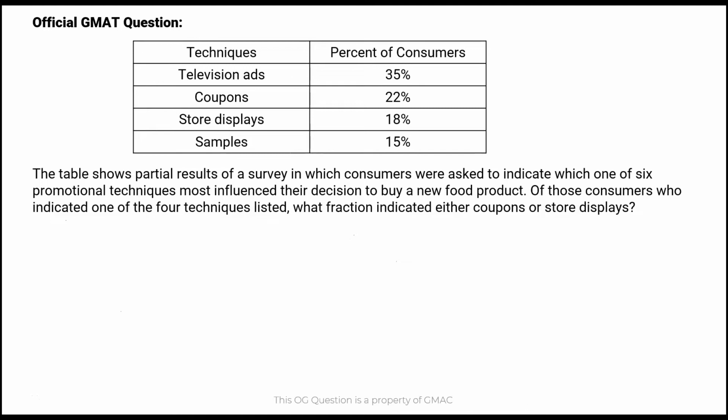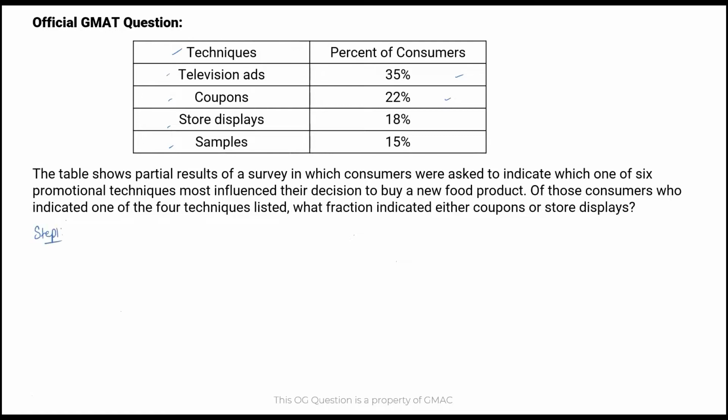In this question, we are given different techniques which influence the consumers about the decision to buy a new food product. The techniques employed were television ads, coupons, store displays and samples, and each of the percentages for the respective promotional techniques are given. Now let's write down the given information first.